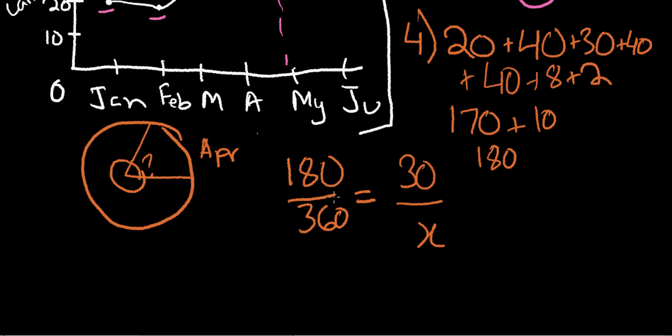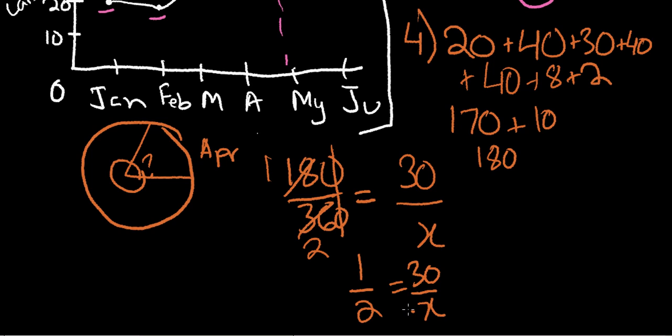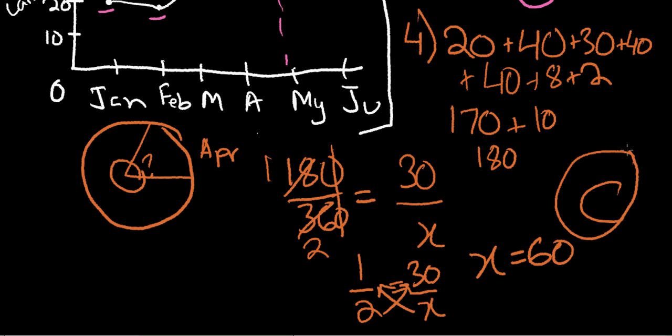We're going to find that. So let's simplify the left proportion. Let's cancel these zeros out. So 1 is to 2 as 30 is to x. So we cross multiply, and we get x equals 60. So that's the central angle measure of April if it was on a circle graph. So that's choice C.